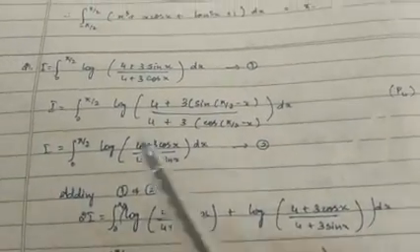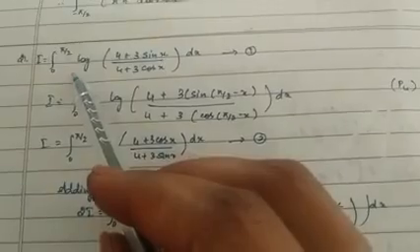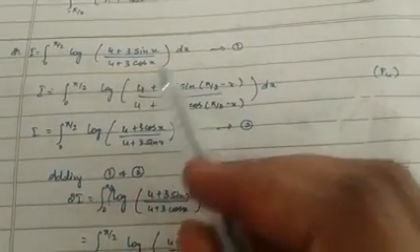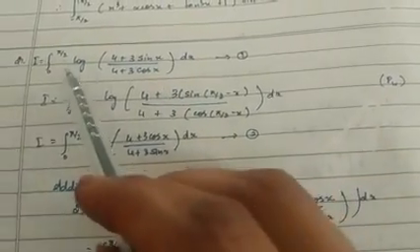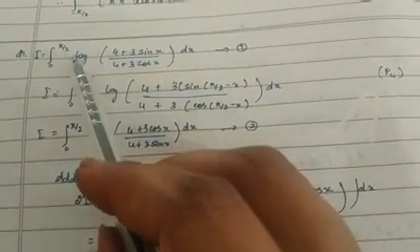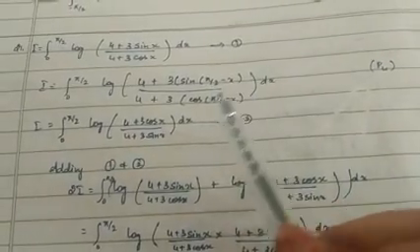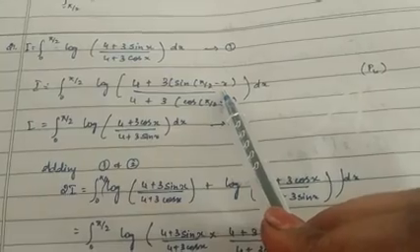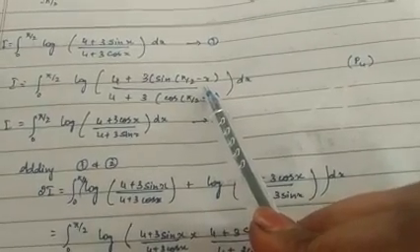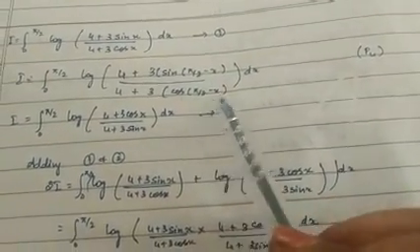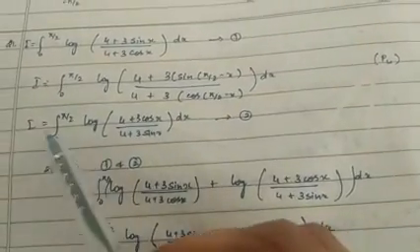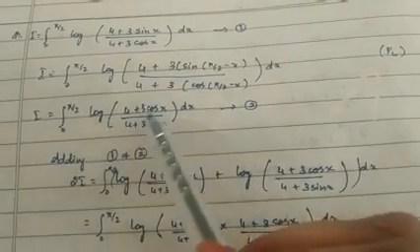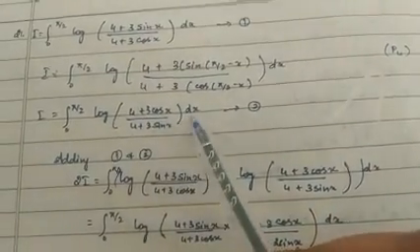21st question: I equal to integral 0 to pi by 2 log of (4 plus 3 sin x) divided by (4 plus 3 cos x) dx. Since it is 0 to pi by 2, in the place of x what can you substitute? Pi by 2 minus x. That's what I have done here. Sine of pi by 2 minus x is nothing but cos x; sine 90 minus theta is cos theta, and cos 90 minus theta is sine theta. So the integral will change to I equal to integral 0 to pi by 2 log of (4 plus 3 cos x) divided by (4 plus 3 sin x) dx.